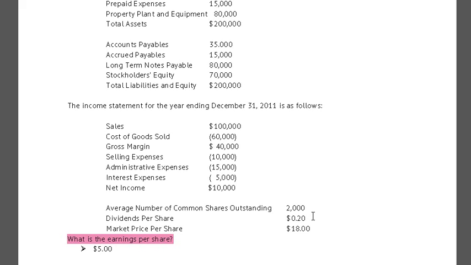So in our formula, net income minus preferred dividends, so our net income is $10,000 minus preferred dividends, which is 0, divided by our common shares. Average number of common shares is 2,000. So $10,000 divided by 2,000 gives us $5 as our earnings per share.